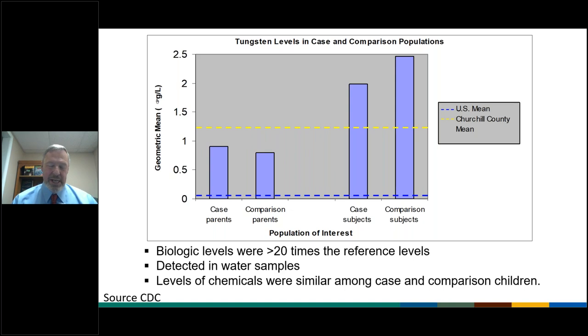And it actually changed things. They were building a water purification system for the community at the time this was going on. So they actually had to remodel the water purification system to make sure that they took the tungsten out of the water, as well as the arsenic.